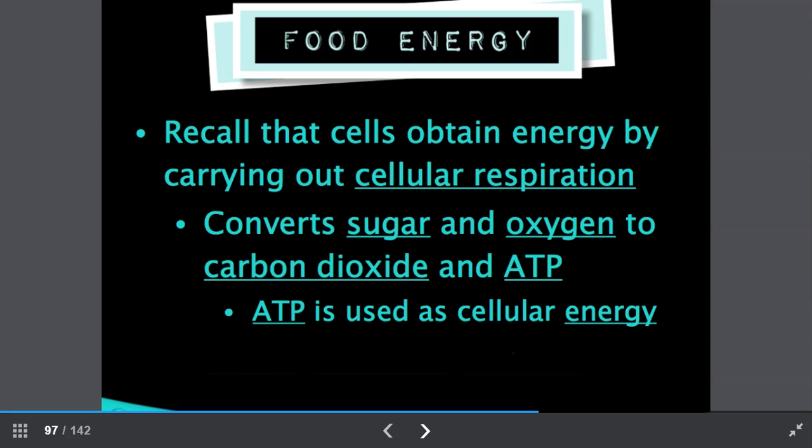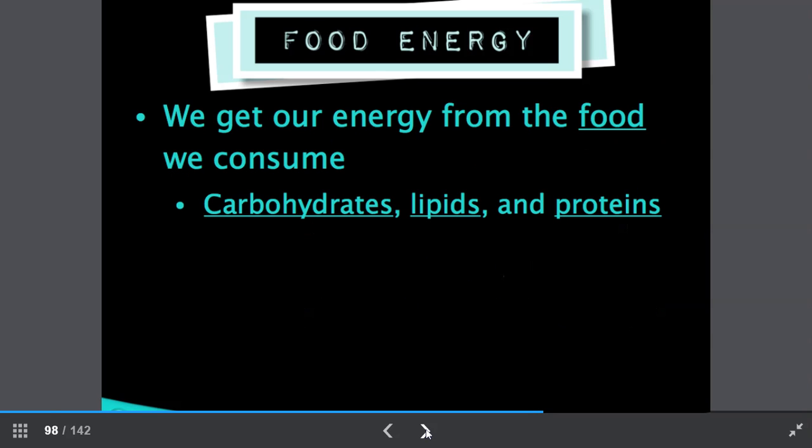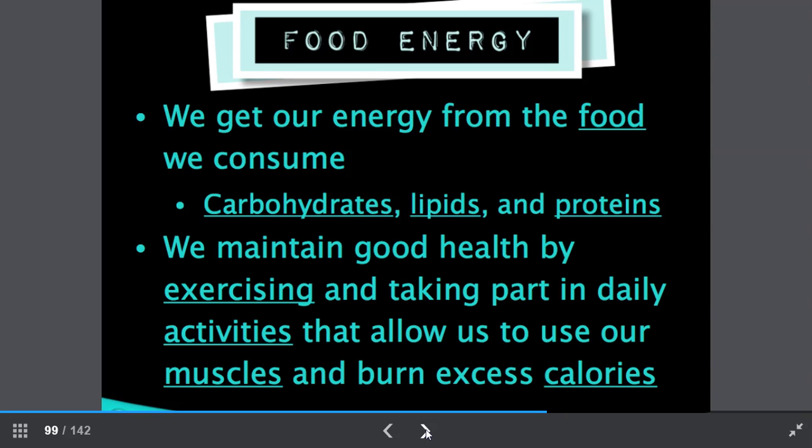Recall that cells obtain energy by carrying out cellular respiration. This converts sugar and oxygen to carbon dioxide and ATP. ATP is used as cellular energy. Remember, ATP stands for adenosine triphosphate. We get our energy from the food we consume: carbohydrates, lipids, and proteins. We maintain good health by exercising and taking part in daily activities that allow us to use our muscles and burn excess calories.